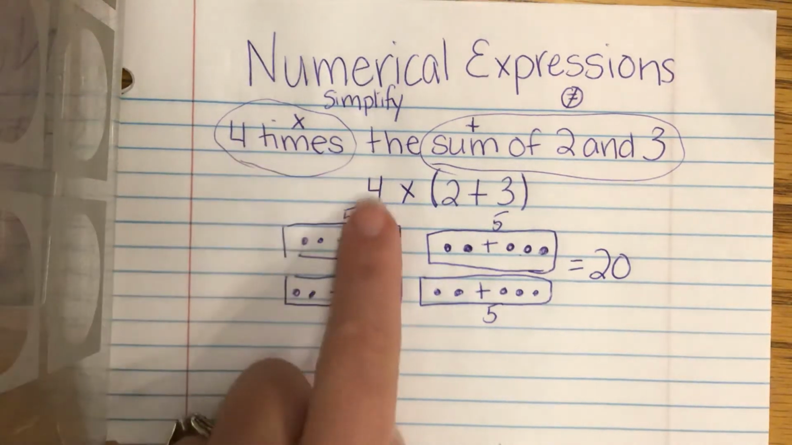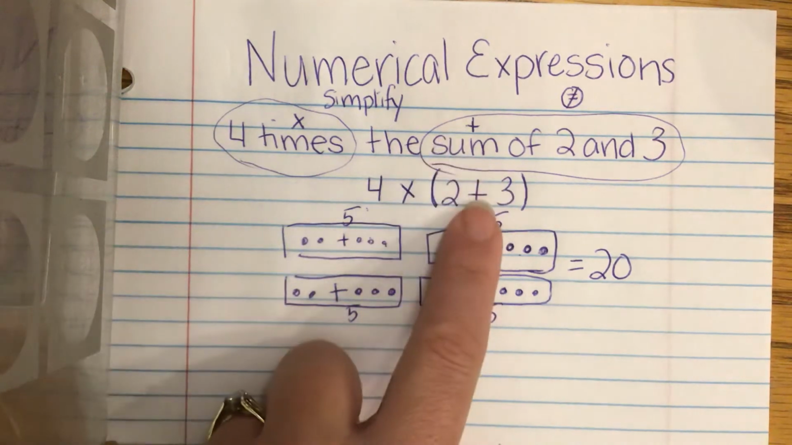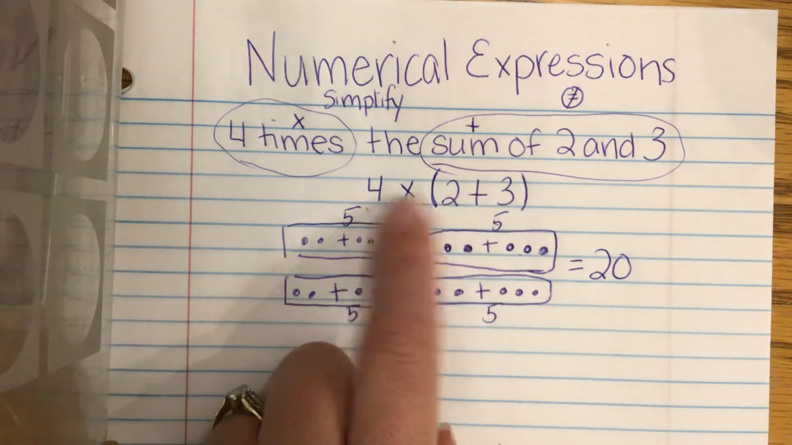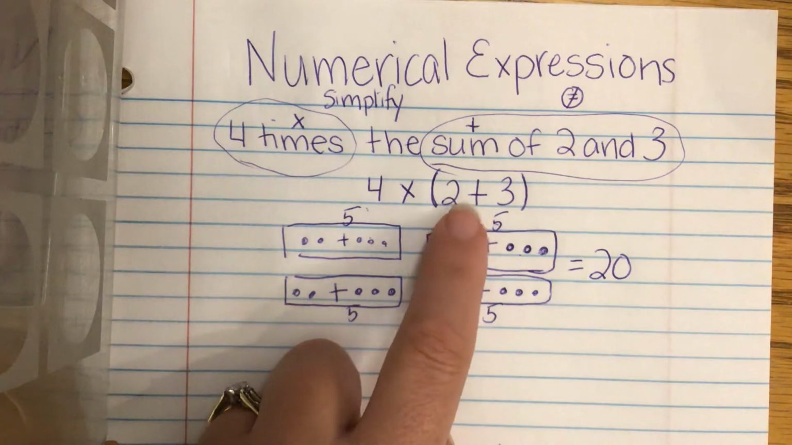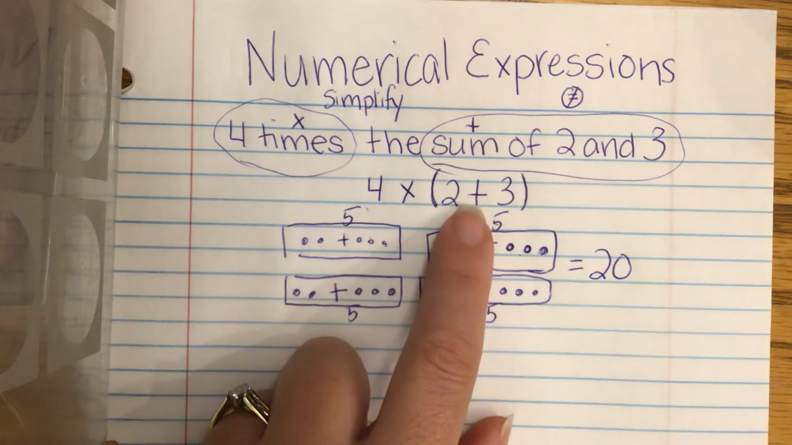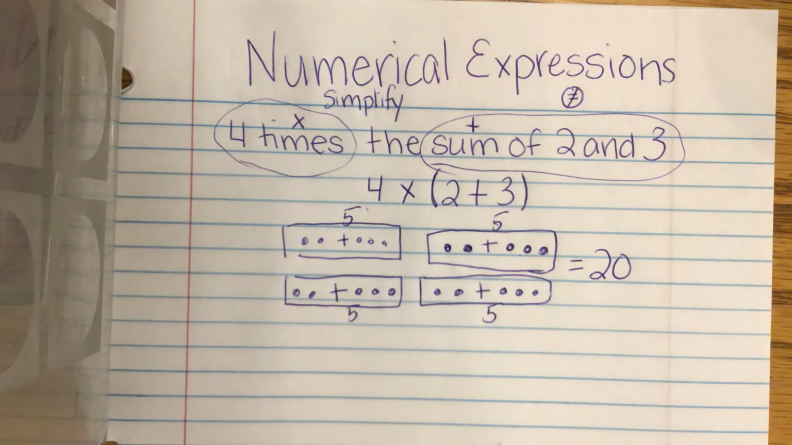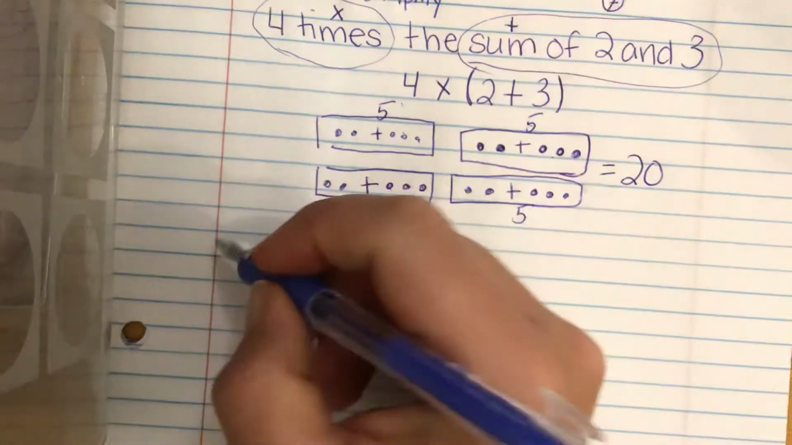Let's see, did I do it right? 4 times, yes, 4 times the sum, adding, of 2 and 3. I put parentheses because I have to do this first. I have to add what's in here first. All right, so I'm going to move on to another one.